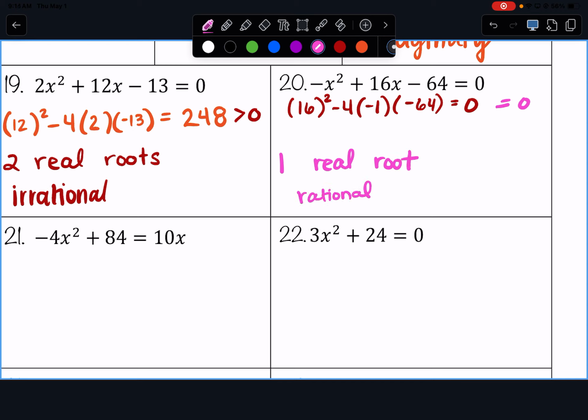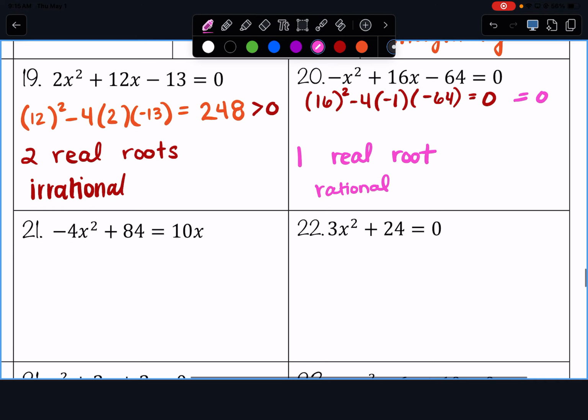How do you know if it's irrational or not? What made the first one irrational is that it is not a perfect square. Ramsey, what was the square root of 248? Did you do that? I did, but I cleared it. 2 root 62. Because that's 2 root 62, that makes it an irrational number. Whereas here, the square root of 0 is 0, so it's not going to change anything. That's why it makes it rational.